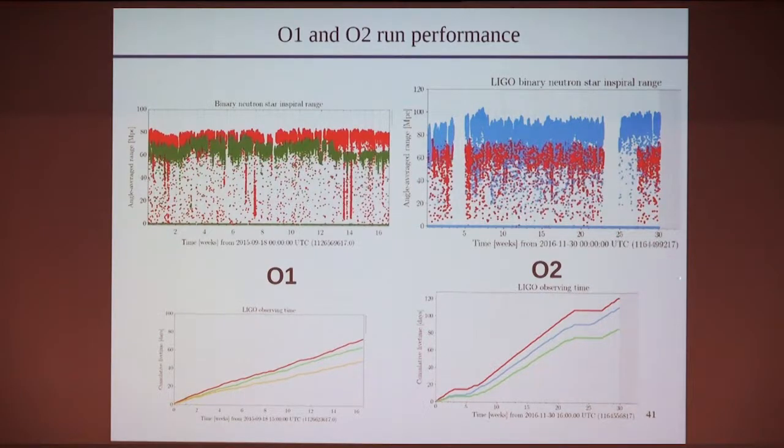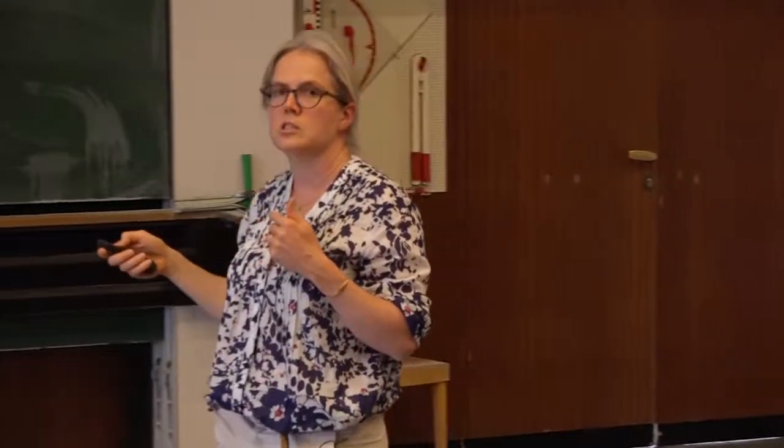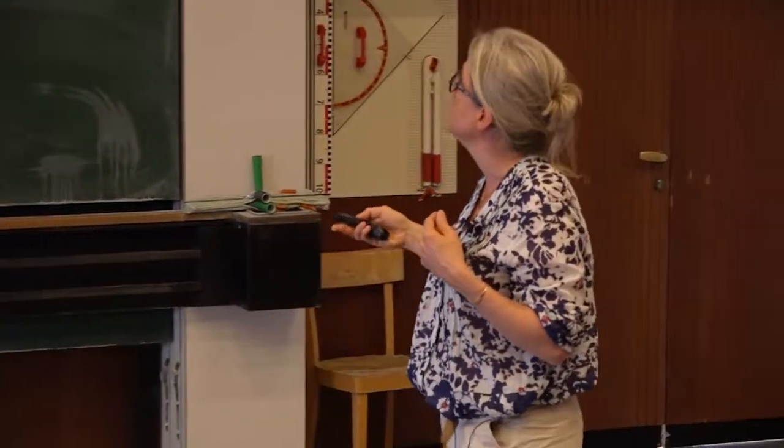And we will stop this data taking, called O2. O is for observation, so the first one was called O1, and O2 is the second run. And from time to time, we have commissioning breaks to repair broken stuff or improve the sensitivity.